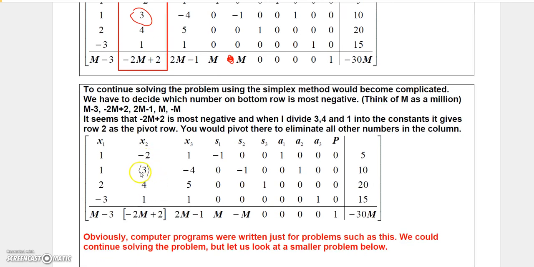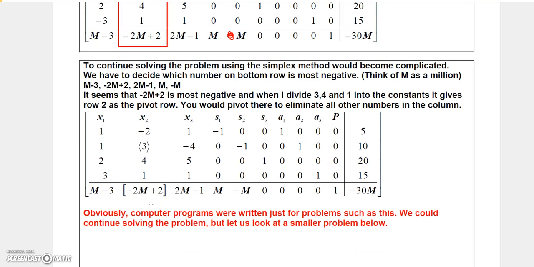So then you would pivot on this by multiplying this row by 1/3, and then after you pivoted, you would multiply that row by 2 and add it to this to cancel the negative 2. Then you'd multiply it by negative 4 and add to this to cancel the 4. And then you'd multiply this by negative 1, add it to this to cancel the 1. And then you would multiply it by the opposite of this, which would be 2m minus 2. So you'd multiply this row by 2m minus 2 and add it to row 5 to cancel the minus 2m plus 2.